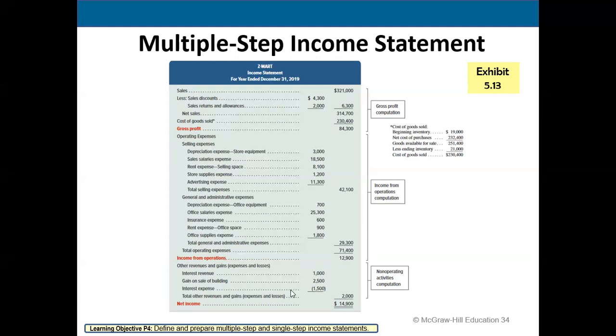And so our operating income plus or minus our other revenues and expenses, depending on if we had more revenues or expenses, gives us our net income. So that's a multi-step income statement, and you'll see those starting in this chapter.